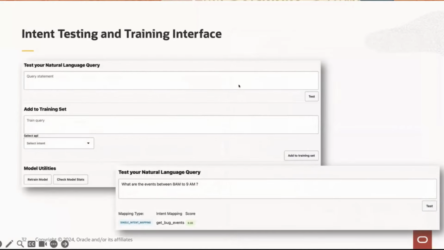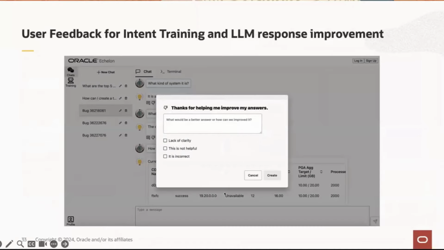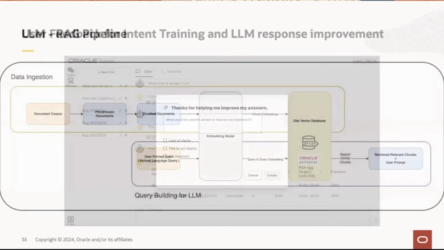There are mechanisms for intent testing as well as training, wherein the user would be able to ask any new question which might not be part of the training set, and test out what API it maps to or whether it routes to an LLM. We have mechanisms for taking feedback from the user. So if the user is not satisfied with the response, they would be able to provide more details which can help us tune our intent model as well as the large language model responses. If the RAG pipeline is not providing the expected responses, then we'd be able to capture those as well.